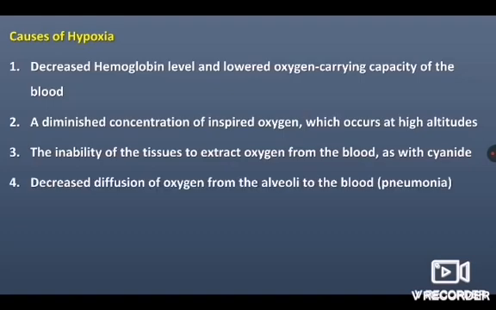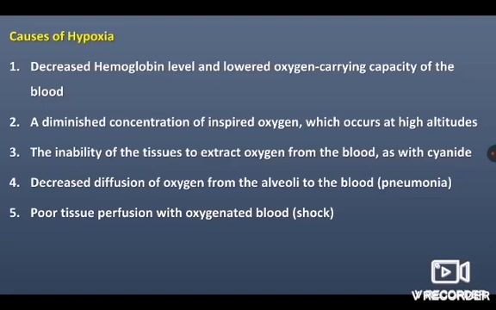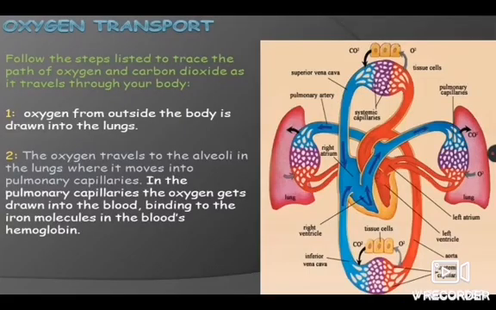The next is decreased diffusion of oxygen from the alveoli to the blood. In this case, the alveoli where the gas exchange will take place will be filled with fluid because of pneumonia, thereby the diffusion of the gases is reduced. Poor tissue perfusion with oxygenated blood, as in case of shock, the circulation will be reduced. Impaired ventilation may be because of the dysfunction of the medulla oblongata or the respiratory passages, so the ventilatory function of the lungs will be reduced.